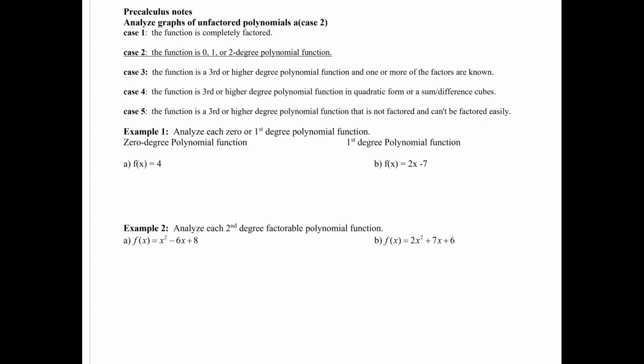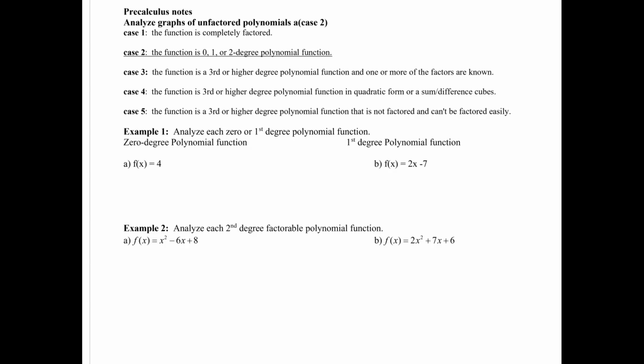Hello and welcome to a video on analyzing graphs of unfactored polynomials, which are the easiest case of unfactored, which I call case 2, and it's 0, first, and second degree polynomial functions. For these functions, we don't have to worry about more than one turning point, because second degree can only have at most one turning point, and 0 and first degree don't have any turning points. So that makes it a little bit easier. Often we don't even need a calculator for these.